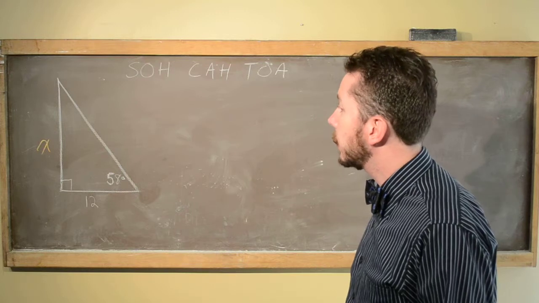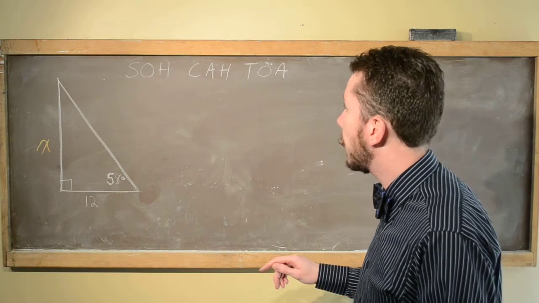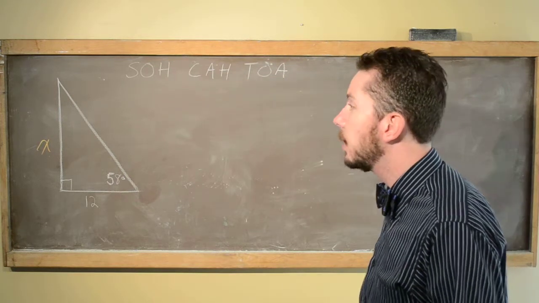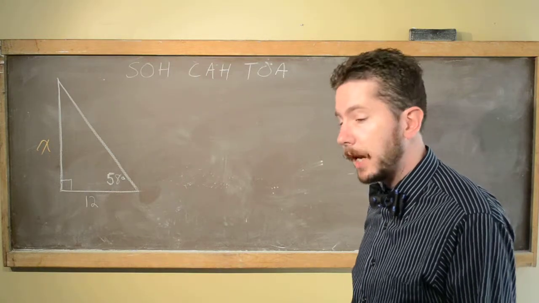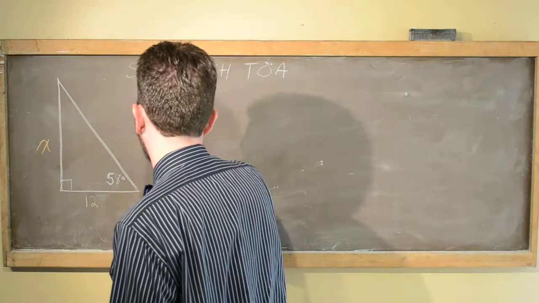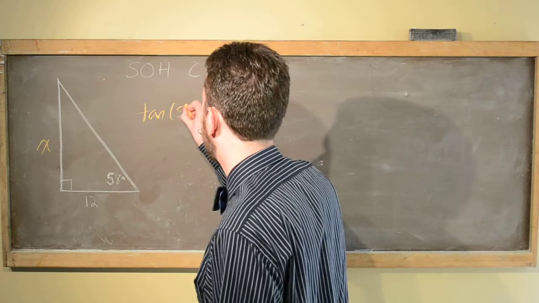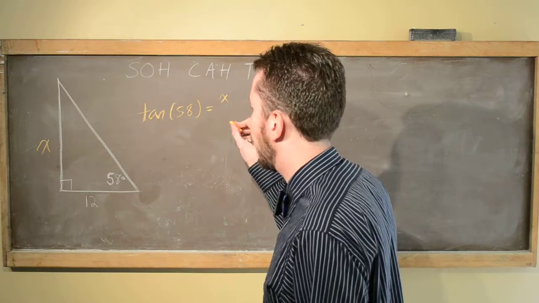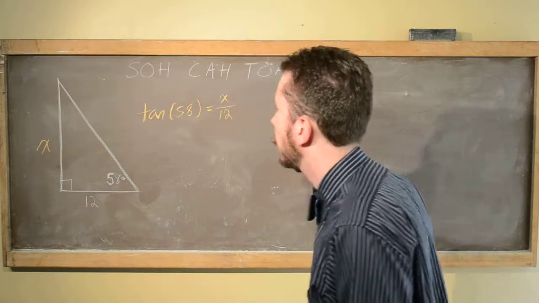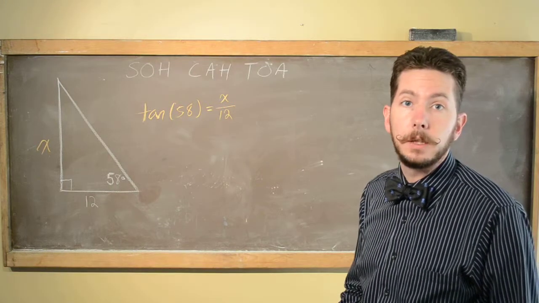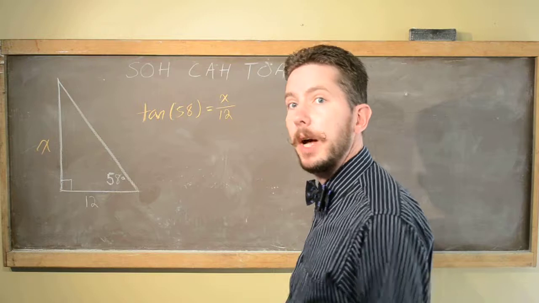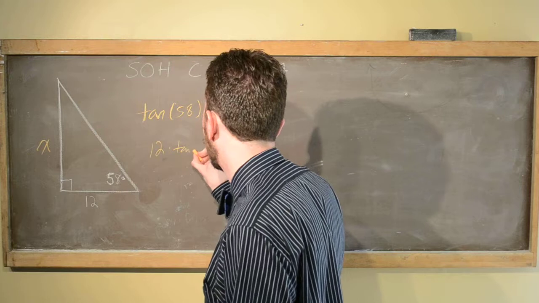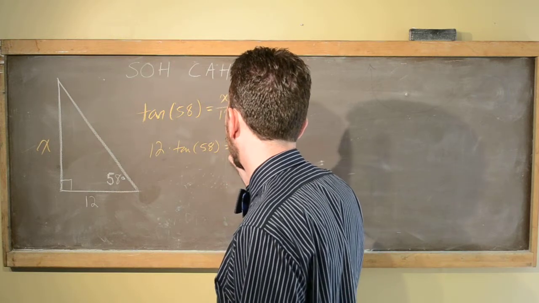The ratio that relates the opposite side and the adjacent side is tangent. Tangent is opposite over adjacent. So, in order to find x, we'll use the tangent ratio. The tangent of 58 degrees is equal to the opposite side, x, over the adjacent side, which is 12. To solve for x, we just need to apply a little bit of algebra then. We'll multiply both sides of this equation by 12. So we do 12 times the tangent of 58 degrees is equal to x.